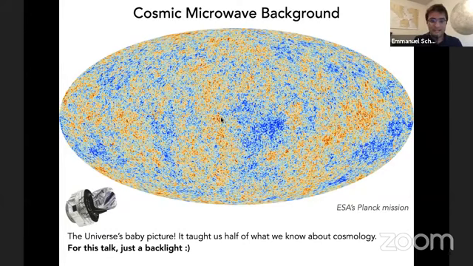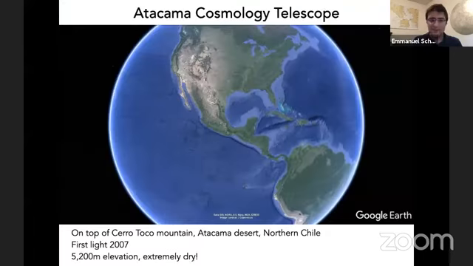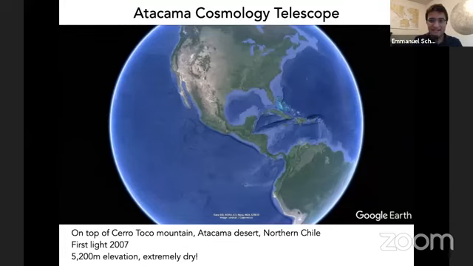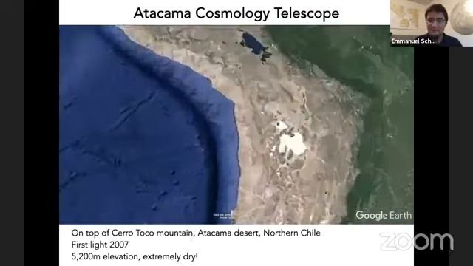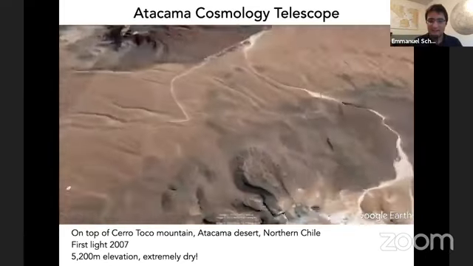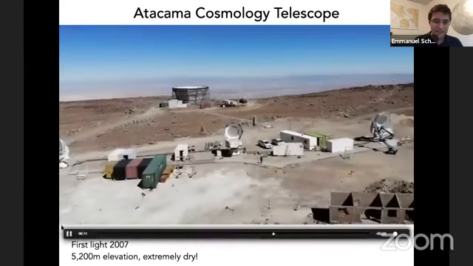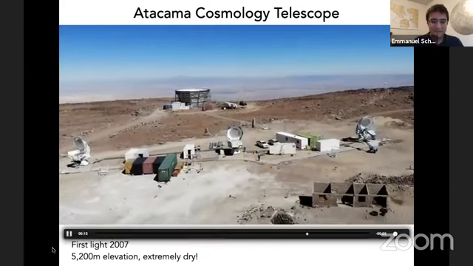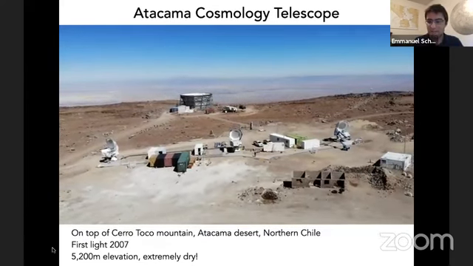And to do this, we use data from this telescope. This telescope is called the Atacama Cosmology Telescope. It is located in Chile, in the Atacama Desert. And the reason you would want to put your telescope there is that there's a mountain there, Cerro Toco Mountain, and the altitude of this mountain is 5,000 meters or 17,000 feet. So it's extremely high, one of the highest observatories on the globe.